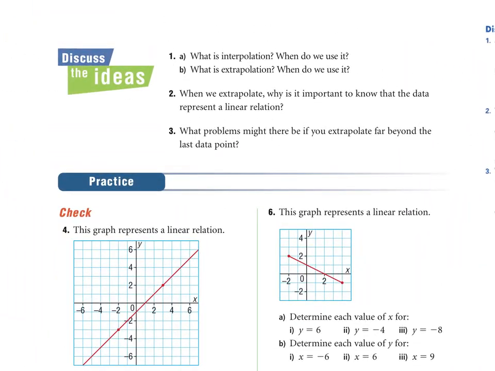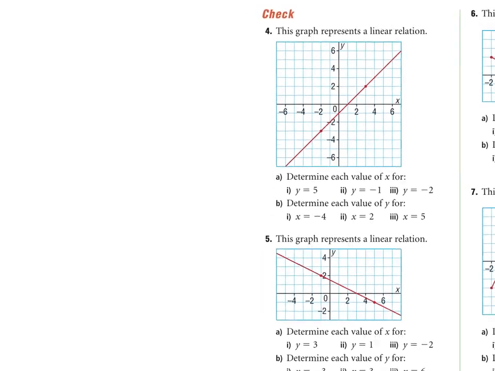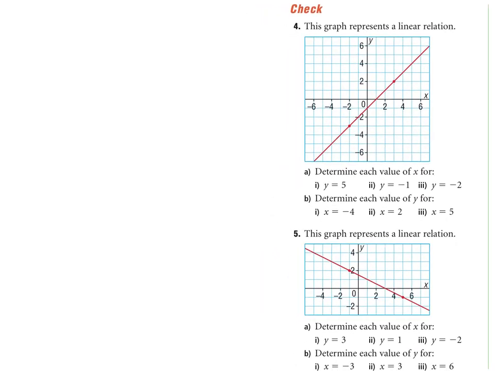So those are the Explore the Idea questions and answers. Moving on to question number 4. This graph represents a linear relation. We have a straight line going right here. Two data points. Determine each value of x for 1 when y equals 5. So when I look at this, I need to go to where y would equal 5, which is right here. And this is how I would do this one.